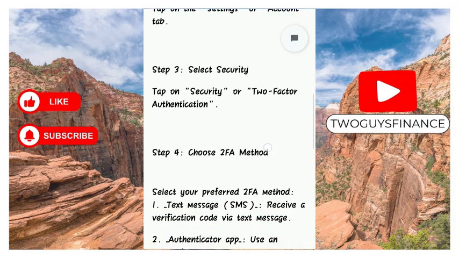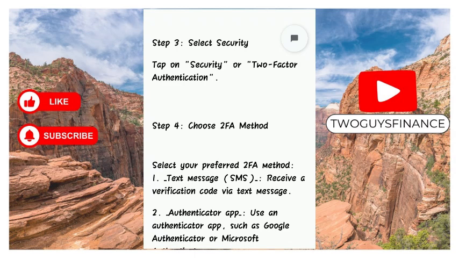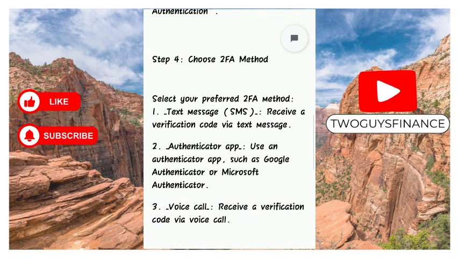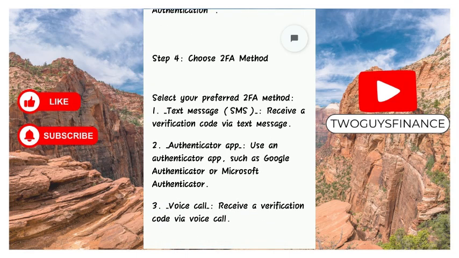Once you have that open, you want to choose a two-factor authentication method. You could use a text message, where you receive a verification code via text message, or you could use an authenticator app such as Google Authenticator or Microsoft Authenticator, and you can also receive a verification code via voice call if you want.